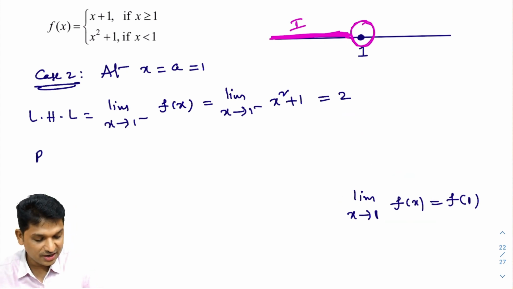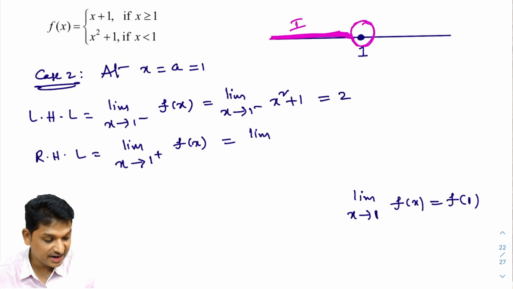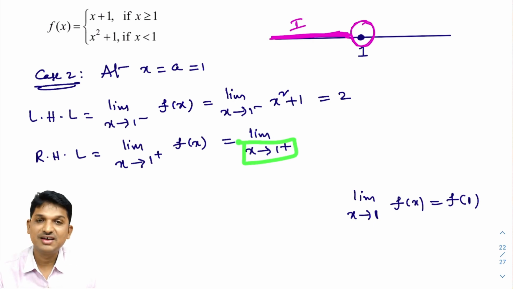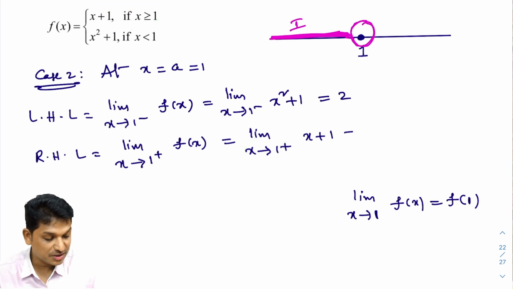Now I need to calculate the right hand limit also. Limit x tends to 1 plus, f of x. Limit x approaches to 1 from right means all x values are greater than 1. When x values are greater than 1, which function to choose? The first function: for x greater than 1, we need to choose x plus 1. In place of f of x, you write x plus 1.